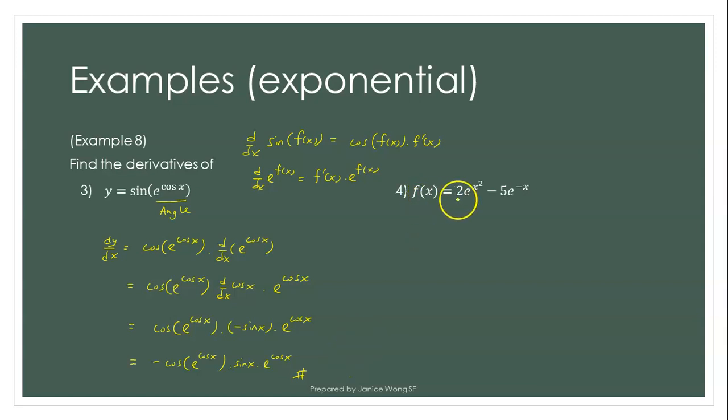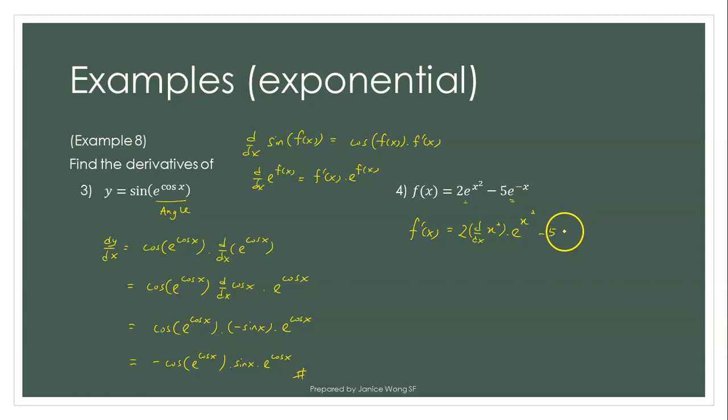Number 4, f(x) equals 2e to the power of x squared minus 5e to the power of negative x. There are two terms here, both are exponential terms because the power is in terms of x. They are already in base e. So we continue to get the derivative. F prime x will be equal to, for the first term, we keep 2, which is a constant multiple. Then we need to differentiate the power, differentiate x squared, times the same e term, which is e to the power of x squared. Minus 5 is a constant multiple, keep.